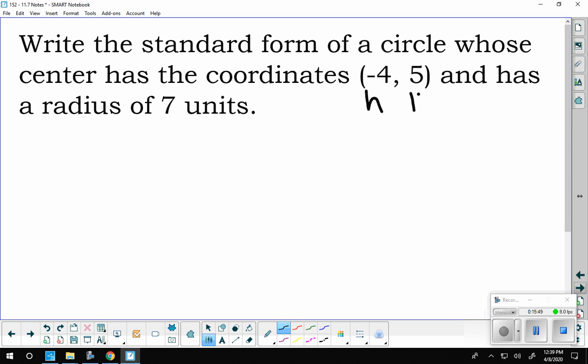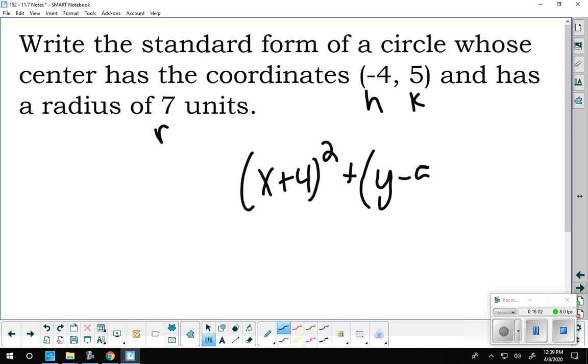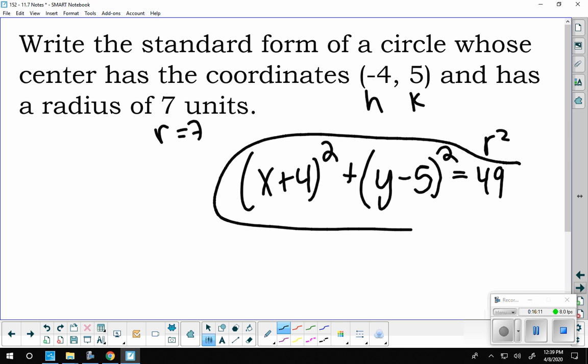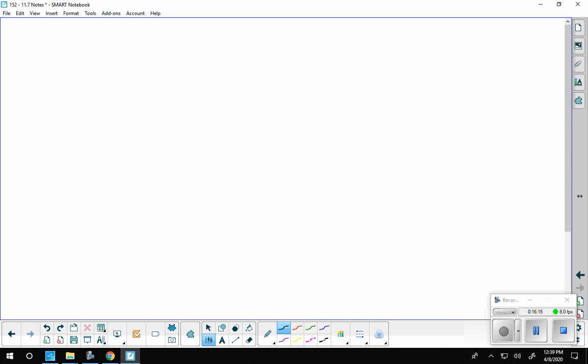Here's h, here's k, here's r. So again, x, oop, that is not an x. x plus 4 quantity squared plus, that's a +5, so y minus 5 quantity squared equals, well, if r is 7, we got to square it. r squared is 49. And that's it for this lesson.